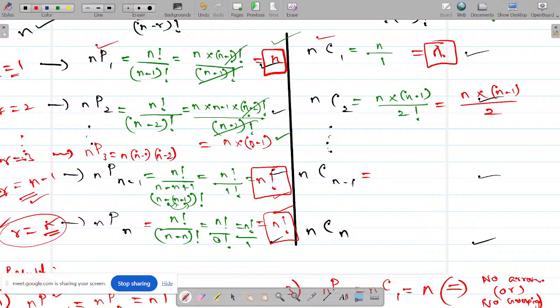Yes, what do you get? Numerator is n factorial, divided by n minus 1 factorial. Yes, what can I do? n into n minus 1 factorial divided by n minus 1 factorial. So you got the answer n. Now tell me the last one.